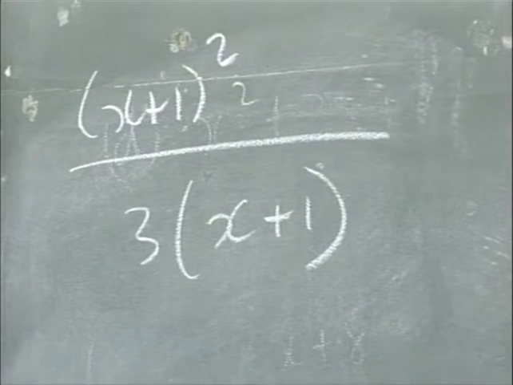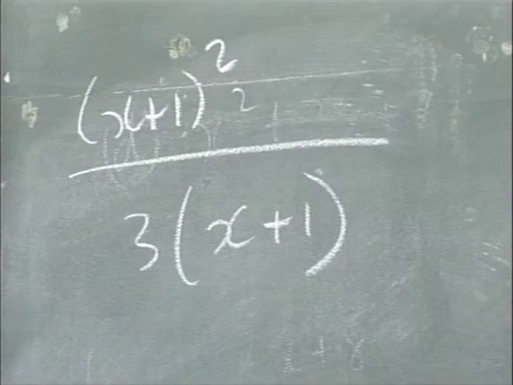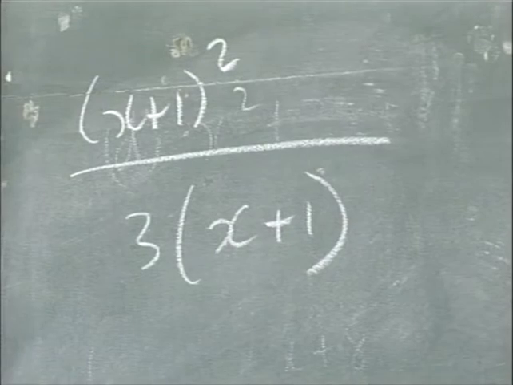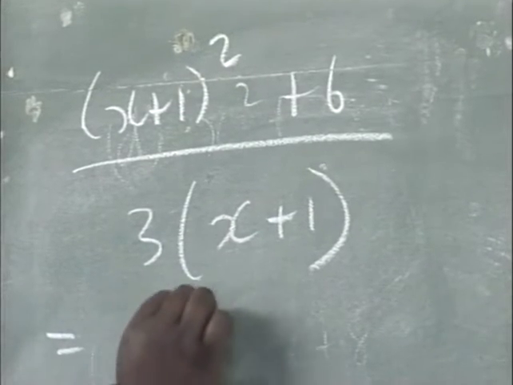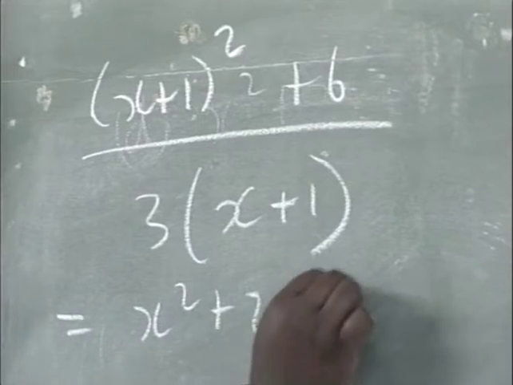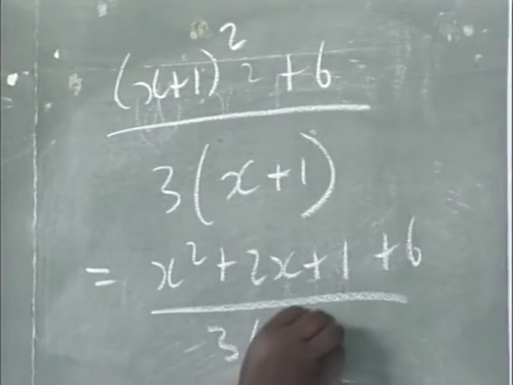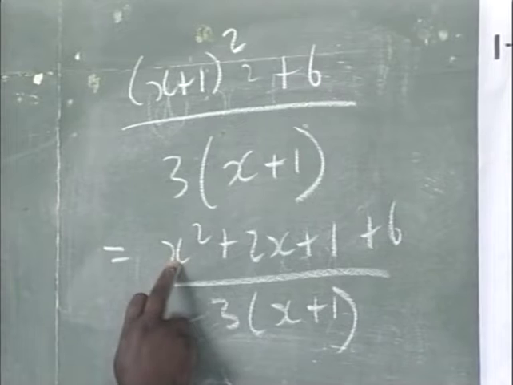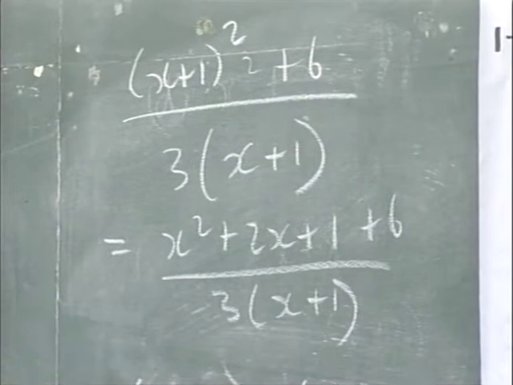Then I divide the LCM again by this x plus 1. I'm now left with 3. 3 times 2 is 6. You get x squared plus 2x plus 1 plus 6 over 3 times x plus 1, and you'll be left with x squared plus 2x plus 7 over 3 times x plus 1.